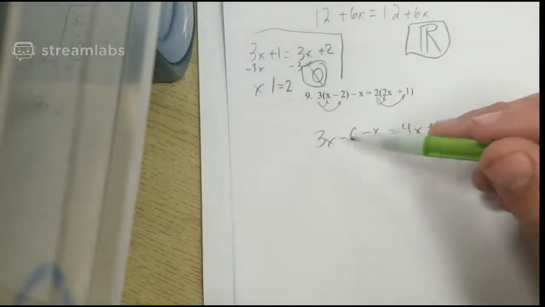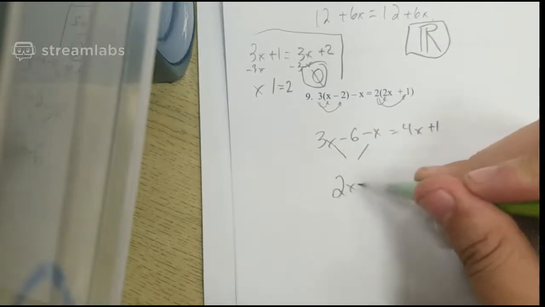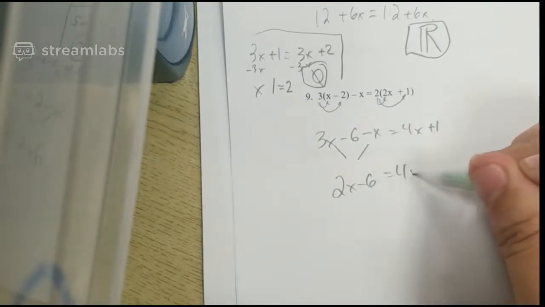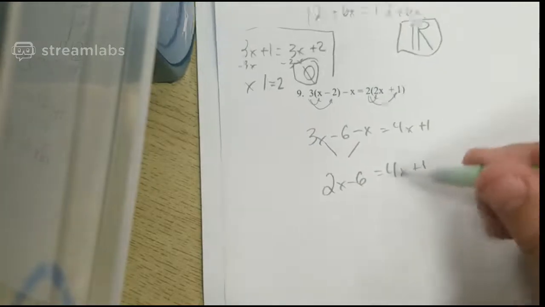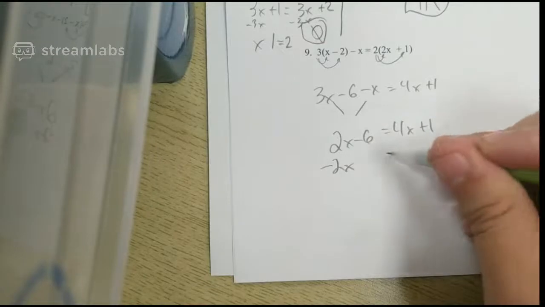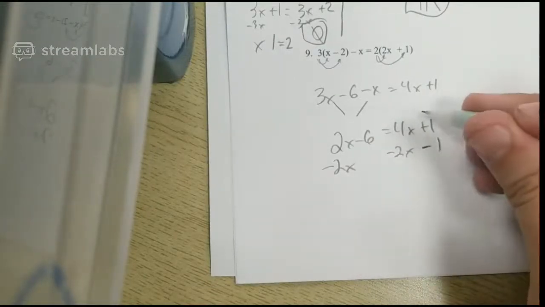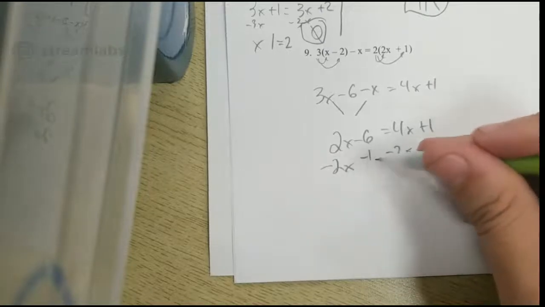The x's are on the same side, so 3x minus 1x is 2x, minus 6 equals 4x plus 1. Like I said earlier, I like moving the smaller x over, so minus 2x, minus 2x. And I'm also going to move the 1 over at the same time, so minus 1, minus 1.